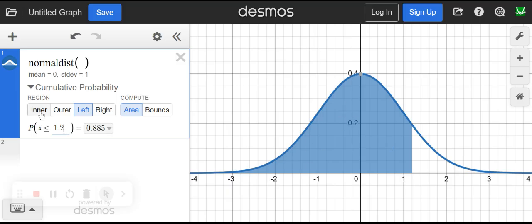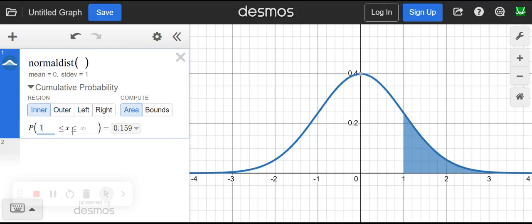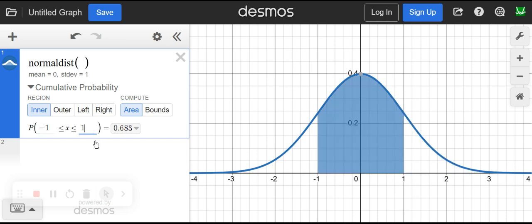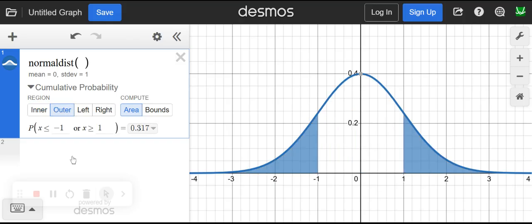If I wanted to find between certain z-scores, so let's say I wanted to find between one standard deviation below and one standard deviation above, notice that it's 68.3%, so that's that 68% rule from our empirical rule. If I wanted to find outside of that range, so I could just click outer, and then that would give me below one standard deviation below the mean and above the one standard deviation above the mean.